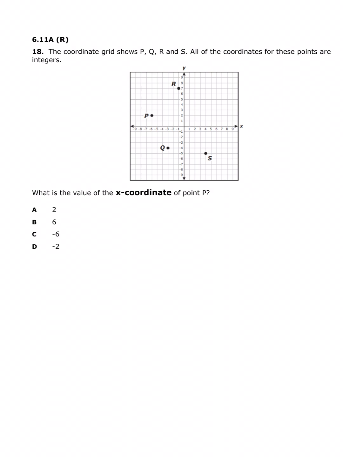Number 18. The coordinate grid shows P, Q, R, and S. All of the coordinates for these points are integers. What is the value of the x coordinate of point P? A 2, B 6, C negative 6, D negative 2.